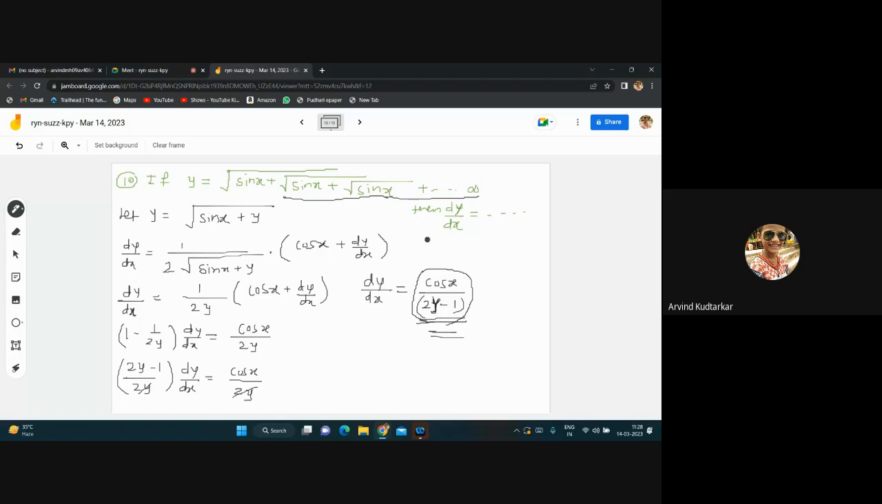So you think over the example first, and then you decide what we have to do. In this case, we have to express it in a simple form, that is, in linear form. And once you get it in linear form, we can get the differential easily. That is, dy by dx is cos of x upon 2y minus 1.